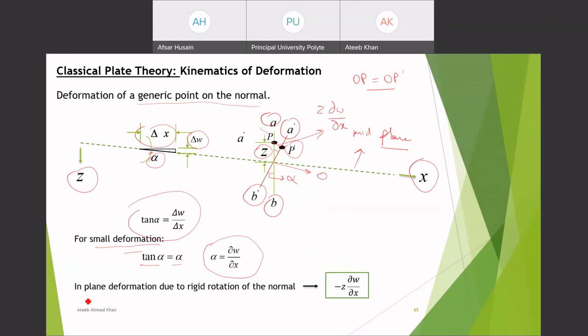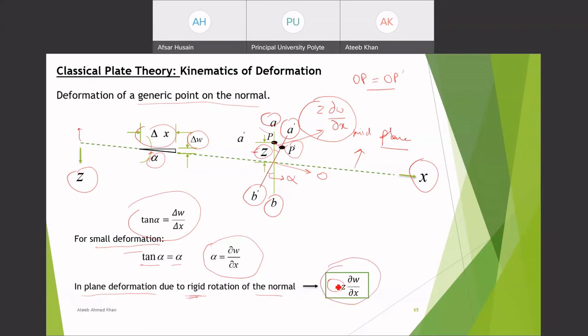That's how I have shown you the in-plane deformation due to rigid rotation. Rigid because there isn't any elongation, there isn't any deformation of the transverse normal. The only thing is that it is rotating. That's why we are calling it rigid rotation of the normal. Here you can see that I have also placed a minus sign before this magnitude, because we have taken the downward direction as positive Z direction. So this direction will obviously be negative Z direction and this magnitude will be negative Z. That's why I have placed a negative sign here.